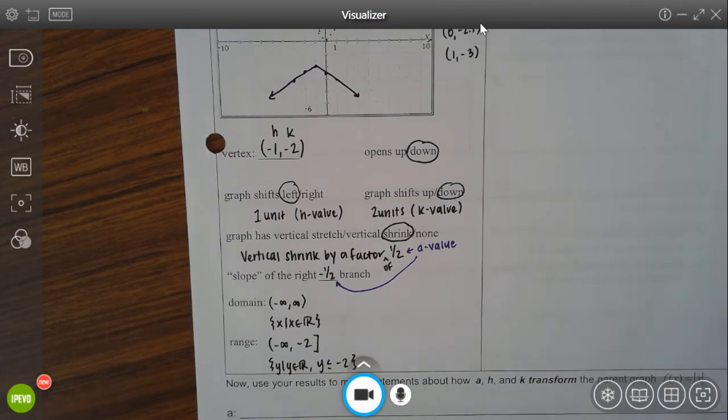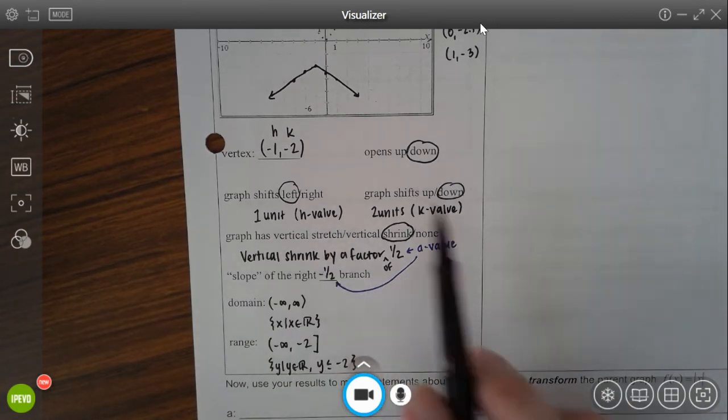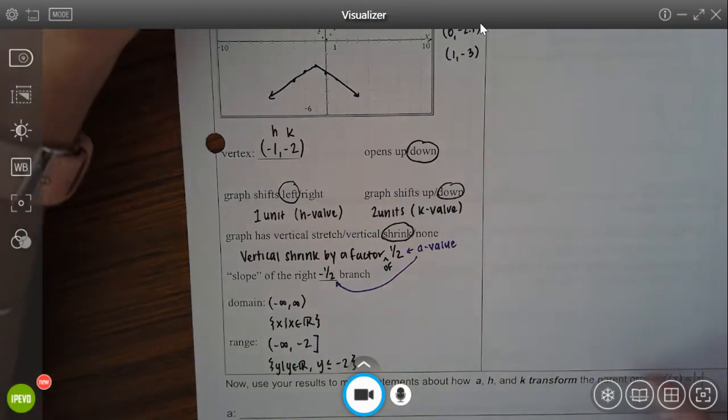It's less than because we're starting at -2 and we're taking any value that's lower than that. So hopefully this helps just see one more example when we had an a value that was negative and a fraction, and see how that differed from what we did in class.